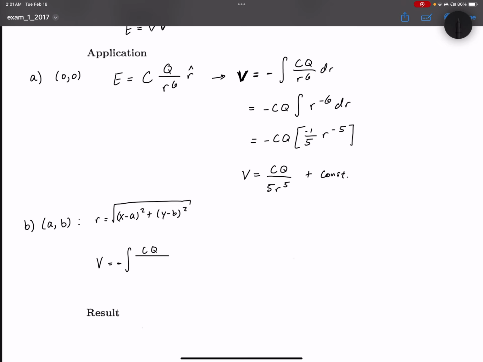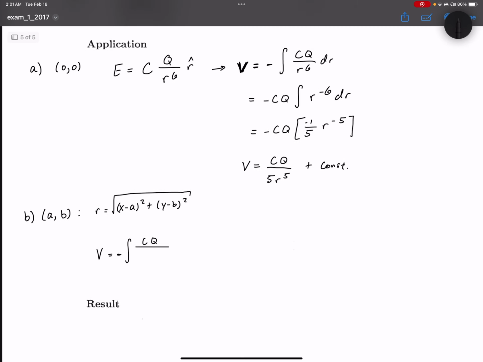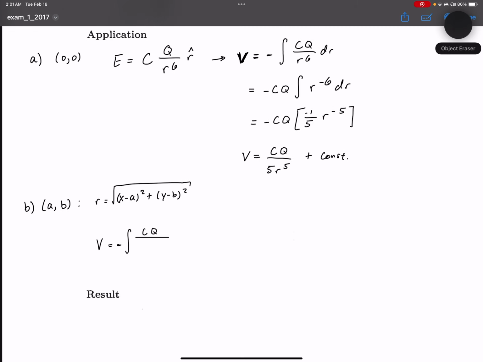And really, we don't even have to integrate this again because we already did it once. So what we can do is just use this equation here and plug in the value for r that we found. Okay, that's what we're going to do.